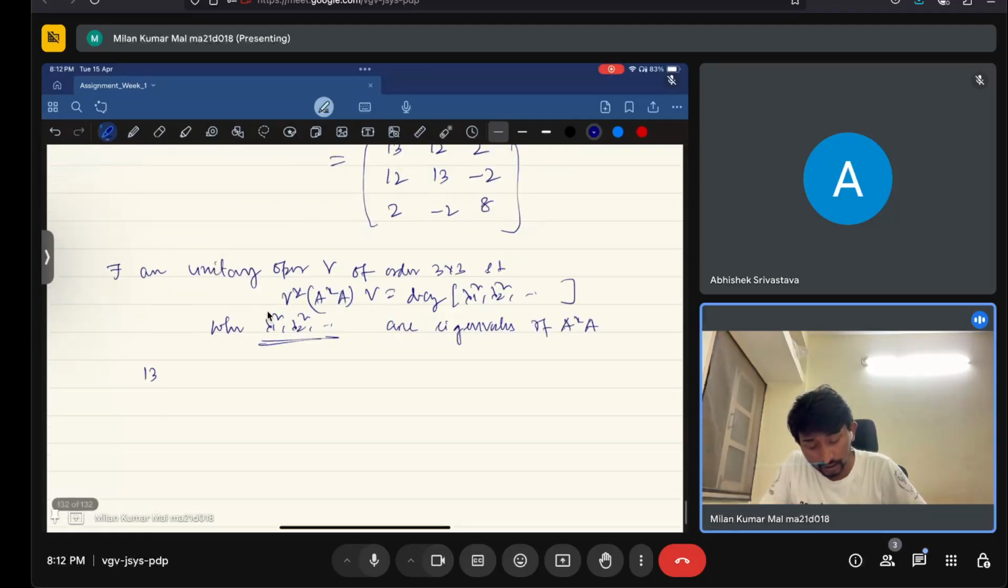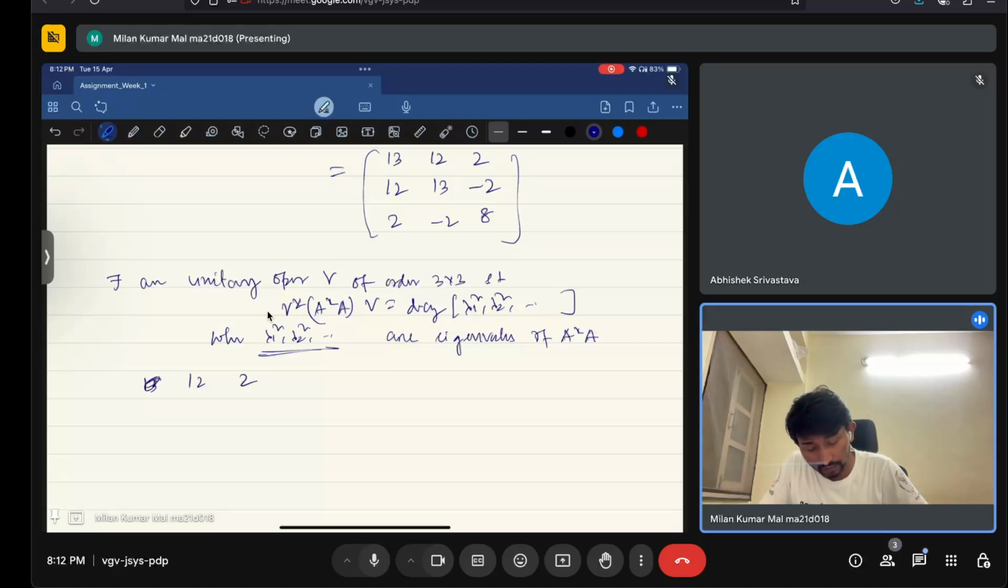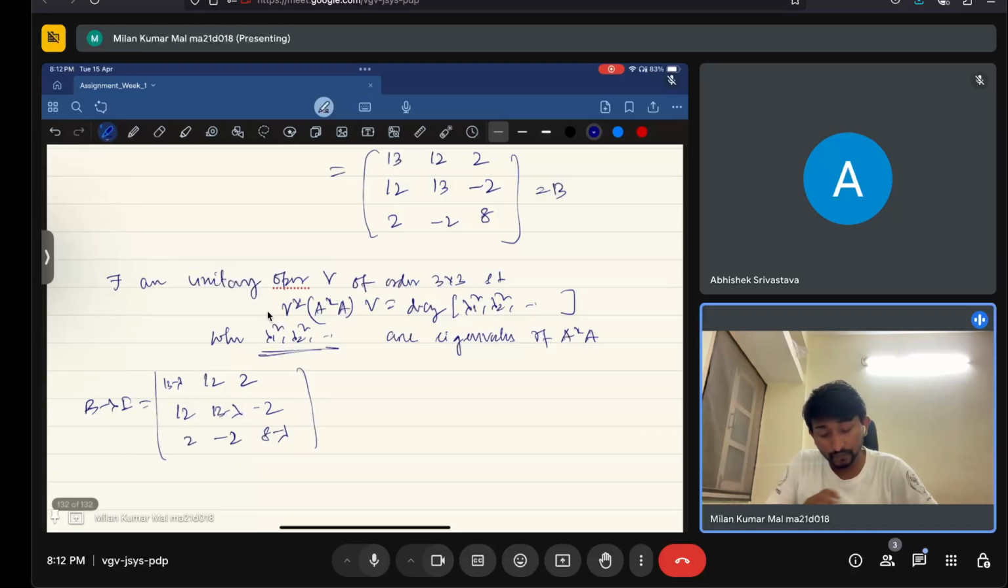A star A was [13 12 2; 12 13 -2; 2 -2 8]. If we write this as B, then B minus lambda identity is [13 minus lambda, 12, 2; 12, 13 minus lambda, minus 2; 2, minus 2, 8 minus lambda]. So this is the matrix.